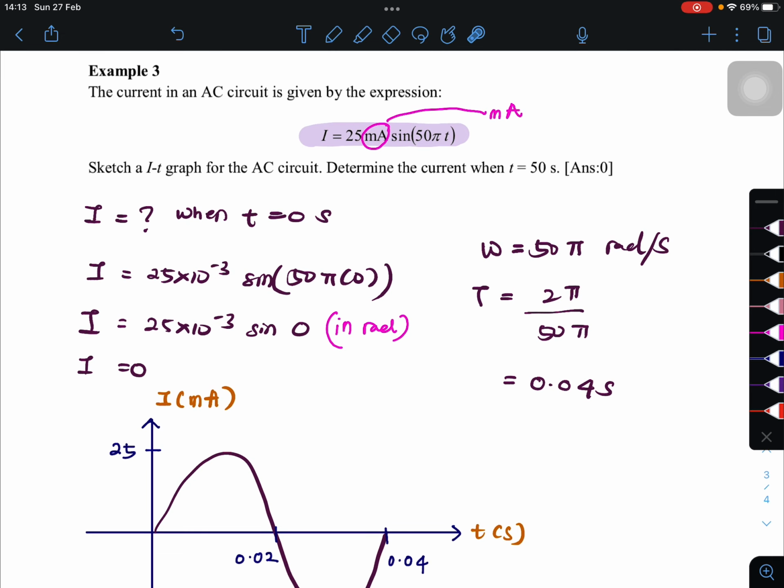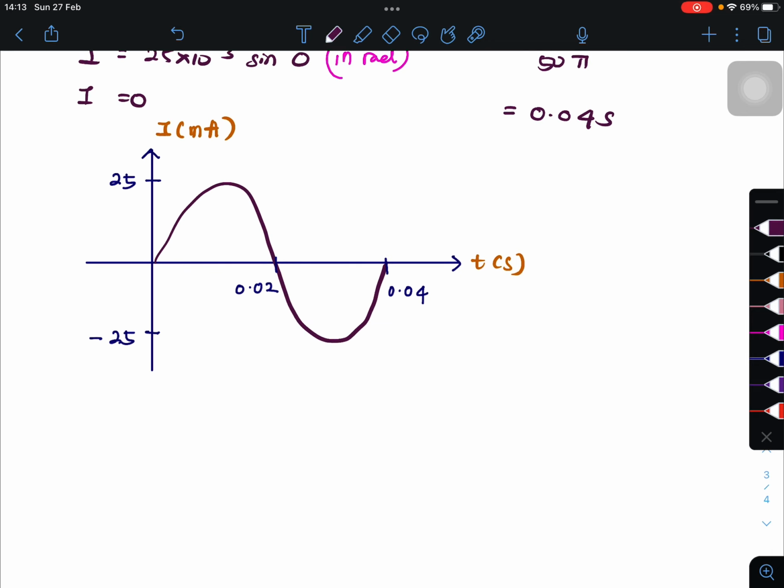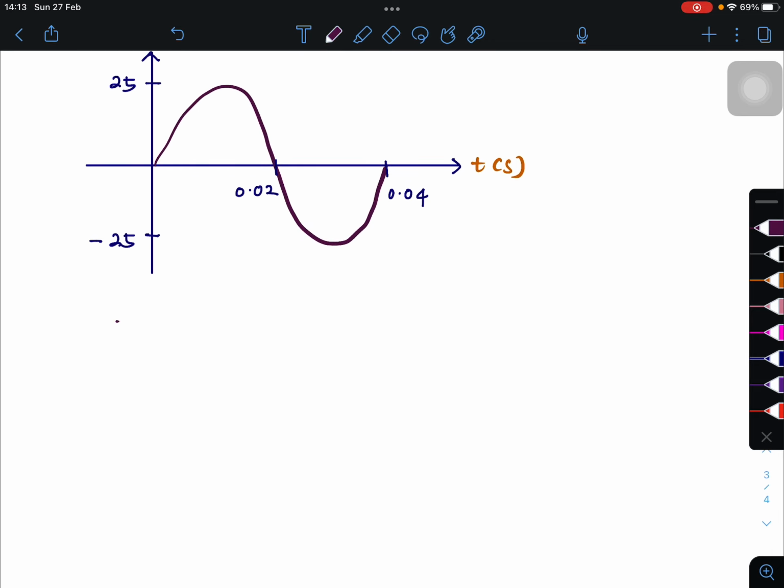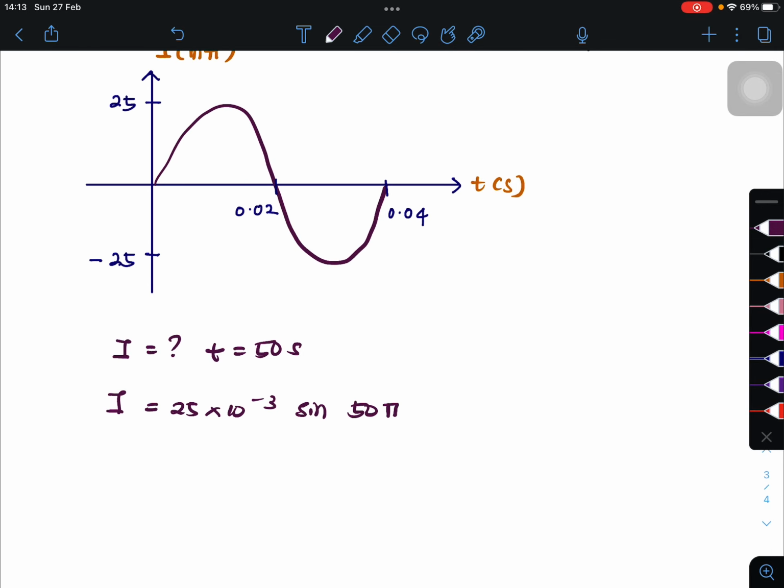Okay, next one, determine the current when t is equal to 50 seconds. Okay, so next one is just a calculation. We want to find what is I when t is 50 seconds. So you just substitute the value for t. And then you just tekanlah calculator. Apabila kamu tekan calculator, you will get it is equal to 0. So when t is equal to 50 seconds, I will be equal to 0 ampere.